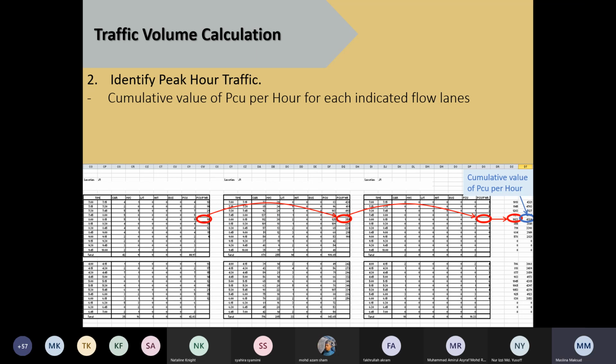As you can see in the blue circle there, that is the total PCU per hour for all junctions. And so we can identify the peak hour volume during AM and PM by choosing the highest value of the PCU per hour for all junctions. The one that I circled in blue is the highest volume for all junctions. So from here we know our AM peak hour and also PM peak hour.